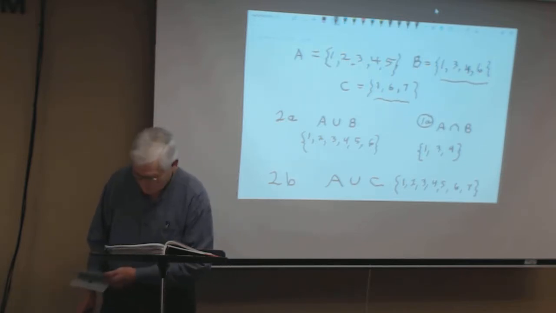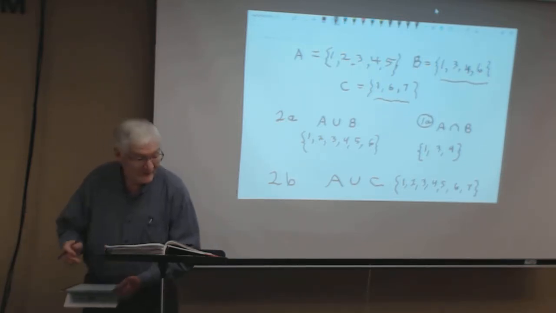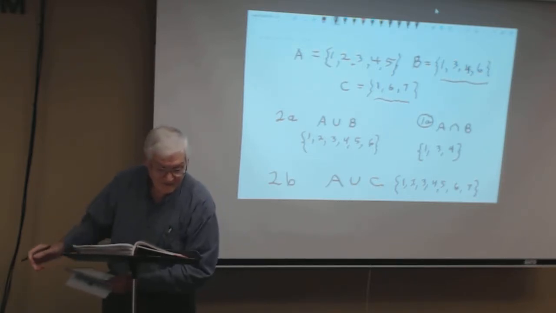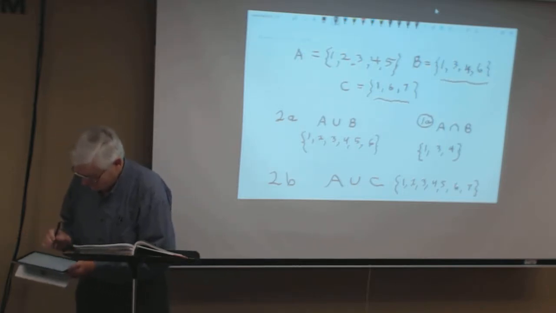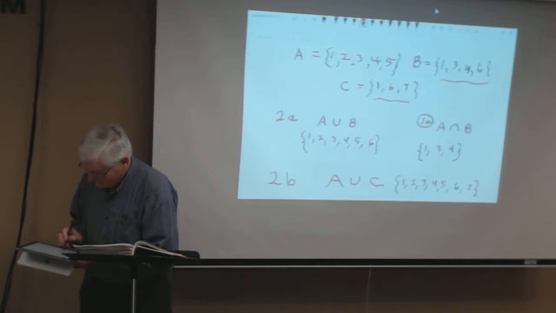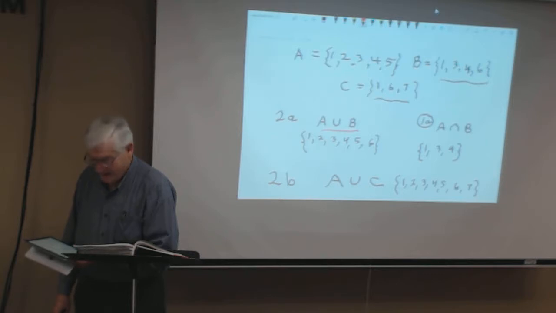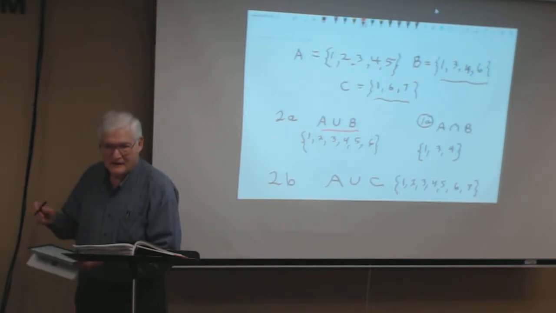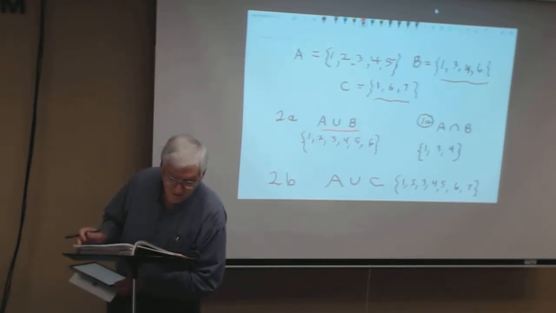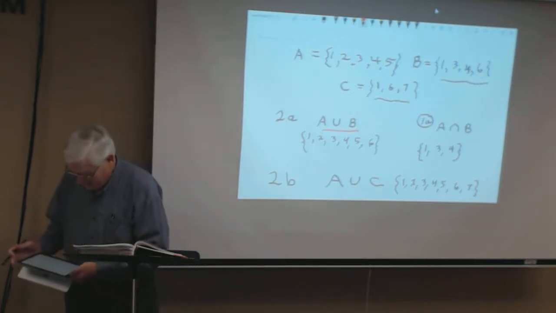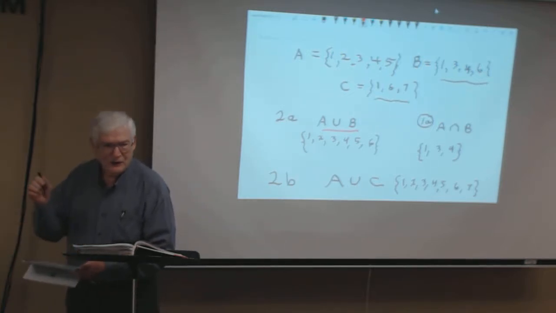Page 70, exercise 2.2. Question number 2, A. Can all of you read what that says? What does 2A say? A union B. What page is that on? Page 70. 65. The definition tells you how to read it on page 65. A union B. And what does A union B mean?